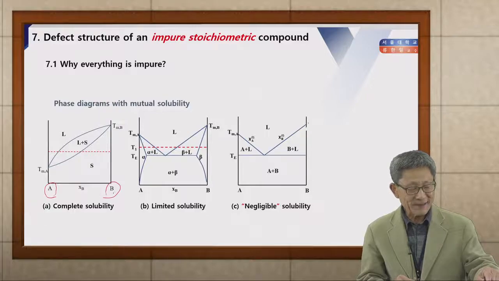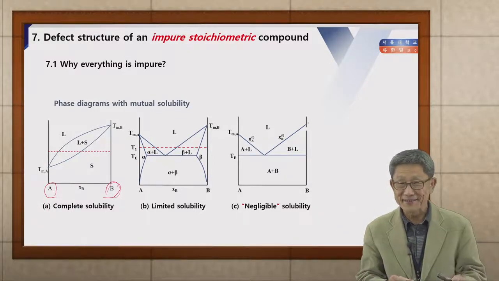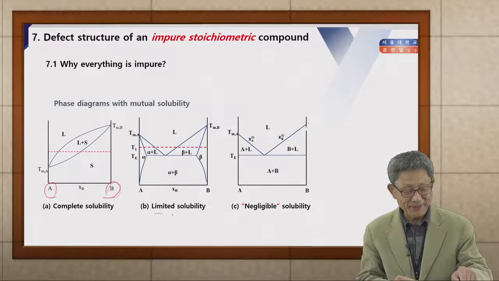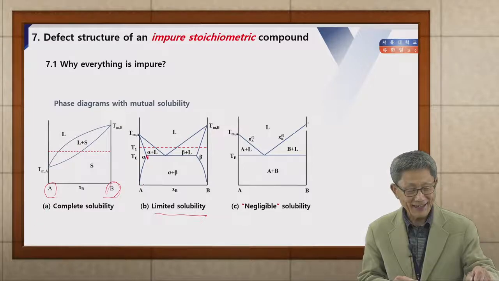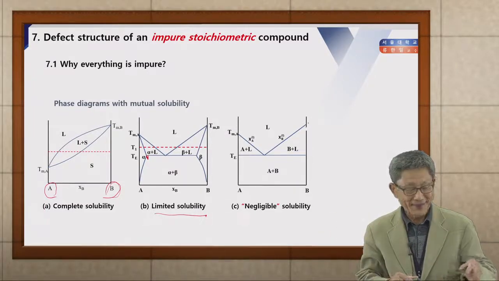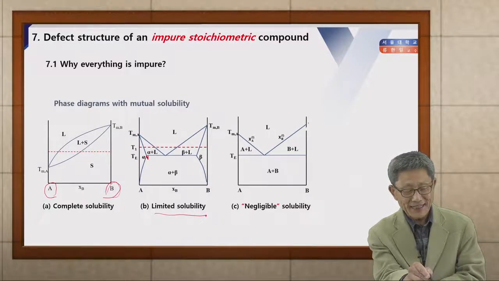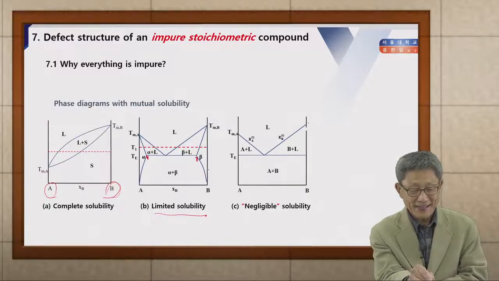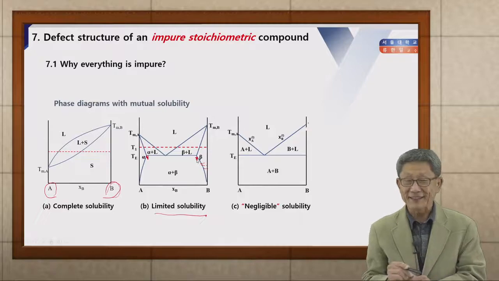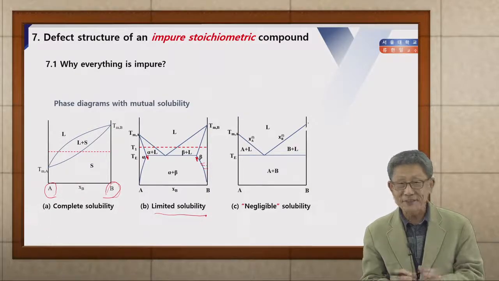Number 1, A makes a complete solution together with B. So they mix so well across the entire composition range. And the second type is limited solubility. In this case, for example, component B is soluble up to only this much here. And then no more solution. So this is called the solubility limit. And likewise, A can be dissolved into the end component B by this much. Again, as you see here, this solubility limit is a function of temperature. As temperature increases, the solubility increases. So anyhow, in this case, solubility is just limited. Therefore, we call it the limited solubility case.